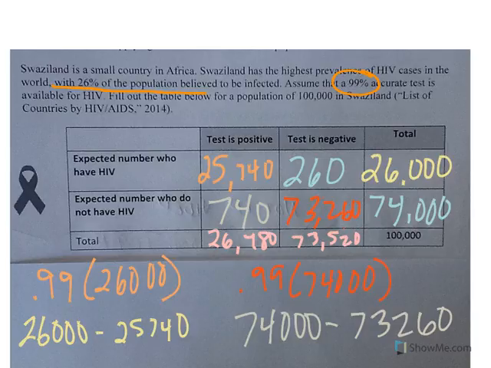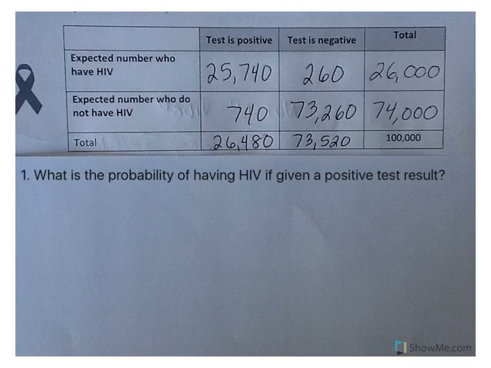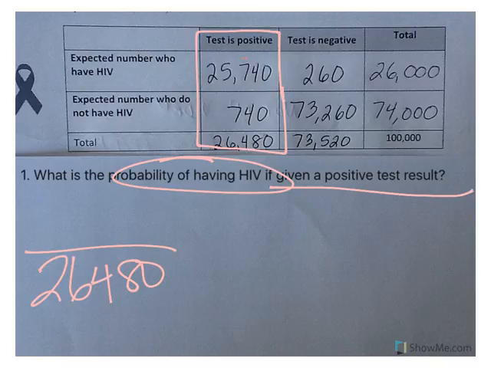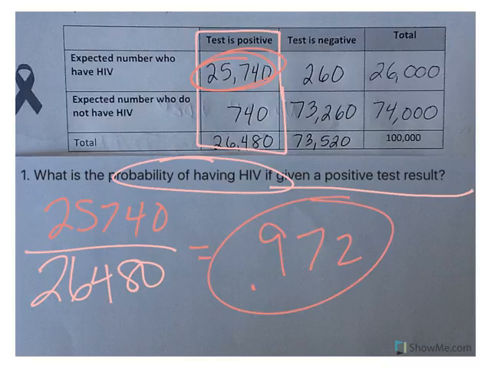So let's go do some problems with this table. Here's my table, the numbers we just found. What is the probability of having HIV if given a positive test result? Well, here's positive, so that means my denominator is 26,480. Probability of having, well, here's my havers, 25,740. So I end up with 0.972, 97% chance.